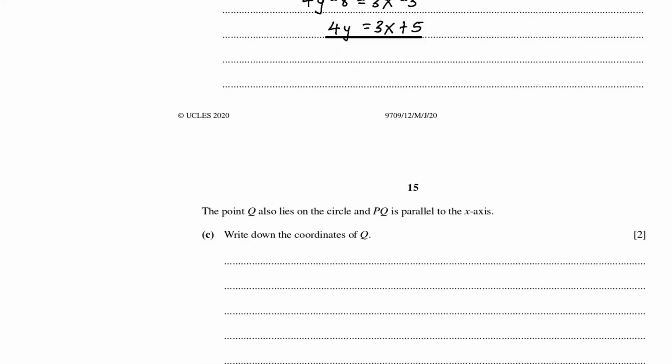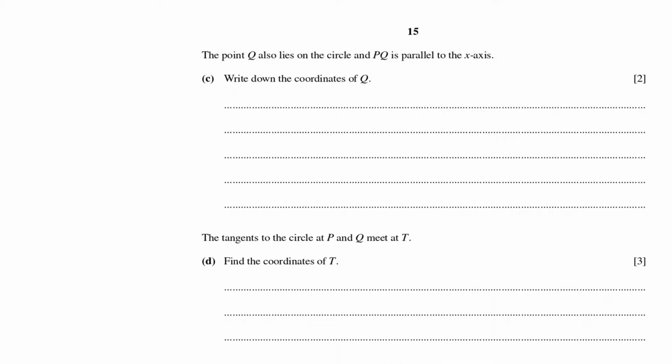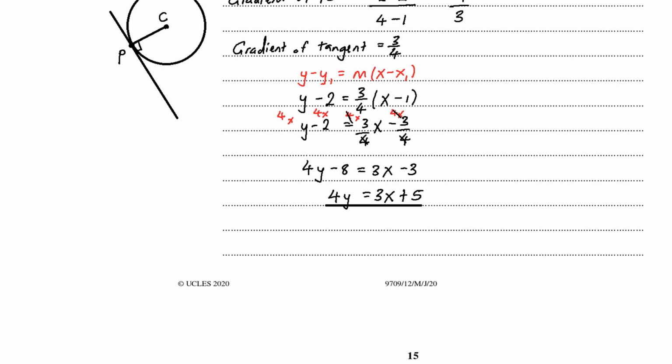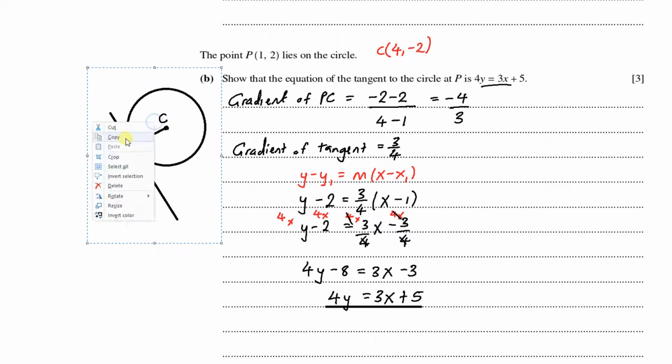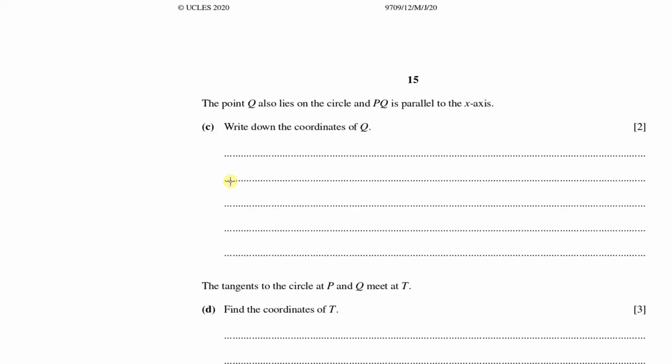Let's scroll down to part C. The point Q also lies on the circle, and PQ is parallel to the x-axis. So write down the coordinates of Q. Okay, so let's make use of the sketch that we have already obtained right here. So I'm going to take this sketch, and we want to make use of it here.